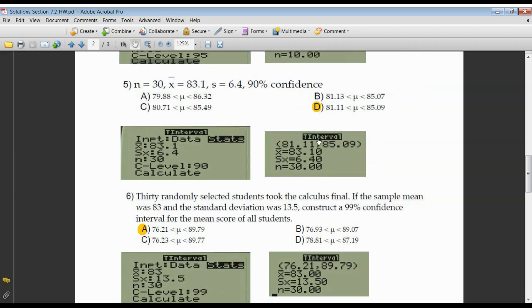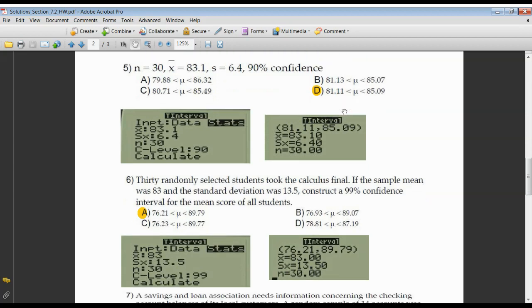Number 5, a duplication. The values just obviously change, but the process doesn't. And here again, your correct interval matches up exactly at 2 decimal places.